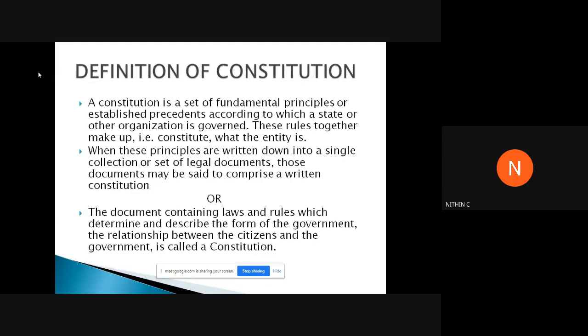You can note the definitions also, just point wise. Not the full sentence, you just write down the points. That will be enough. I will share the PPTs afterwards.